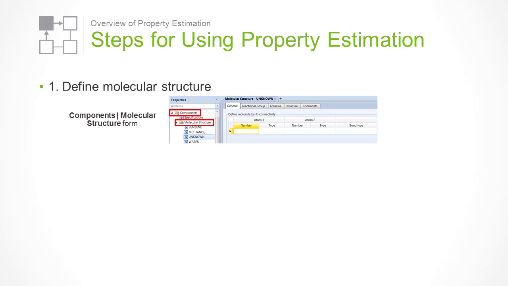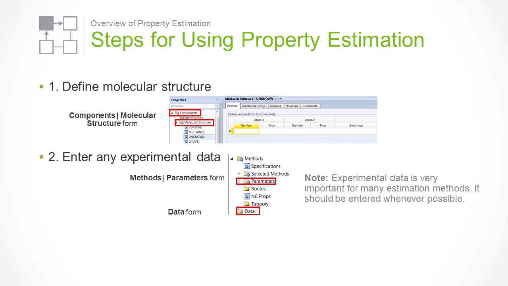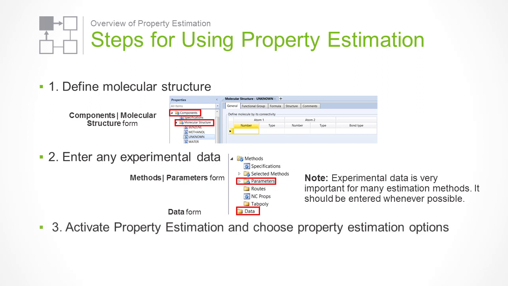To start property estimation, first define the molecular structure by drawing it or defining it by connectivity. Then enter any available experimental data that could be important for estimation methods or essential for regressing property parameters from data. Also, input any available property parameters. Please note that the normal boiling point, referenced as TB in the software, is a key parameter that is typically known for user components and is important for many estimation methods. Finally, activate property estimation and choose the property estimation options.